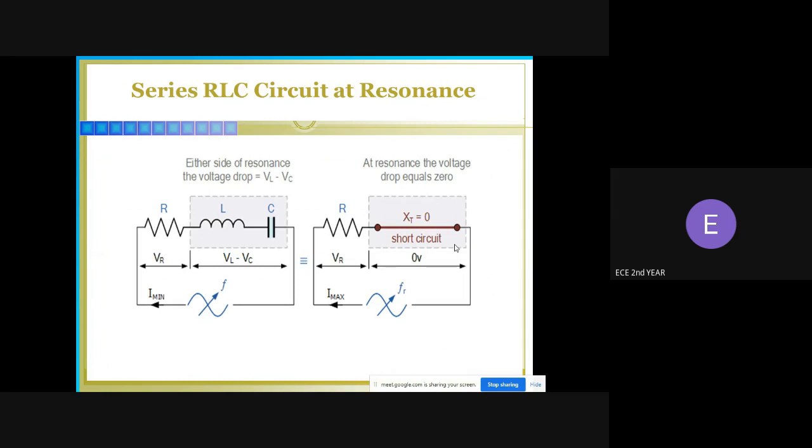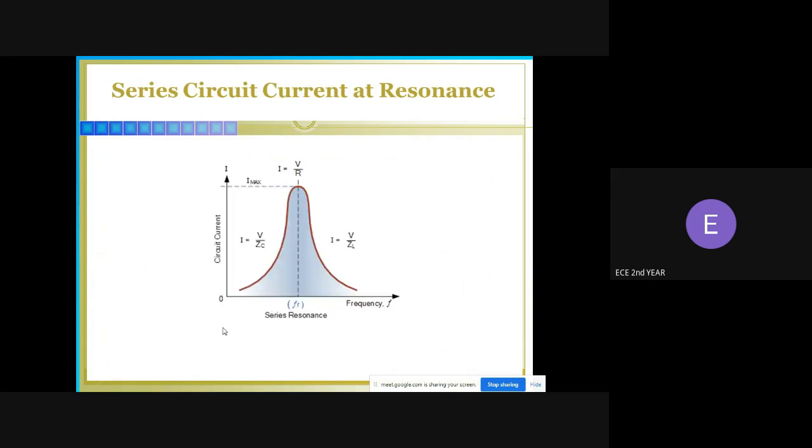So you can see either side of the resonance, the voltage drop VL minus VC equals zero. So here L and C both get cancelled and it will act as a short circuit. The circuit will behave as a pure resistance circuit. So this is the condition in a series circuit.